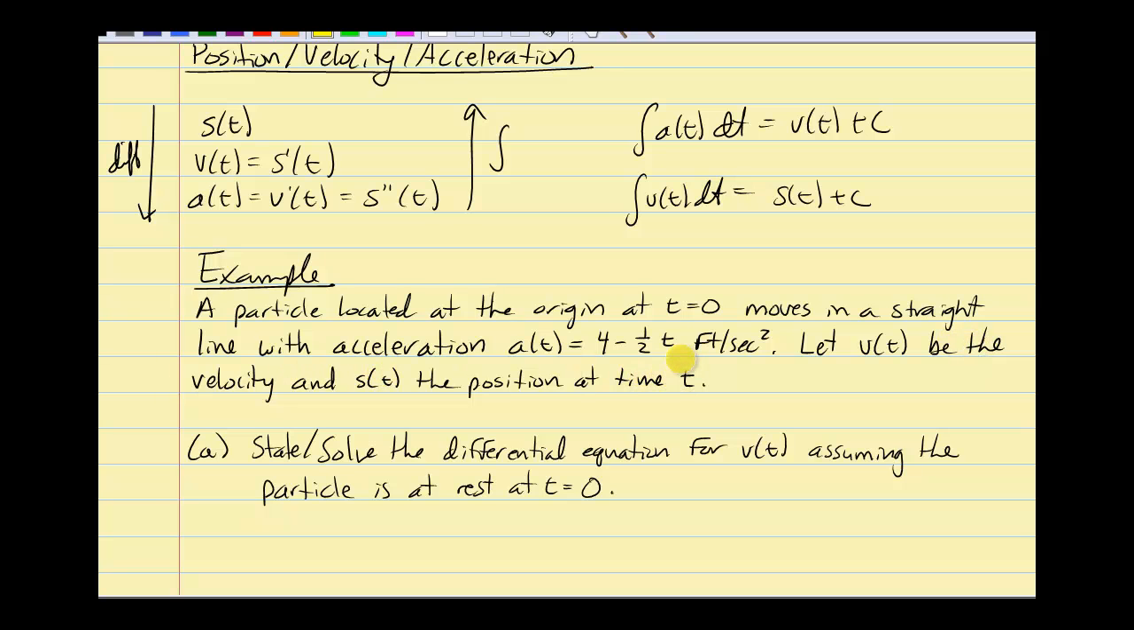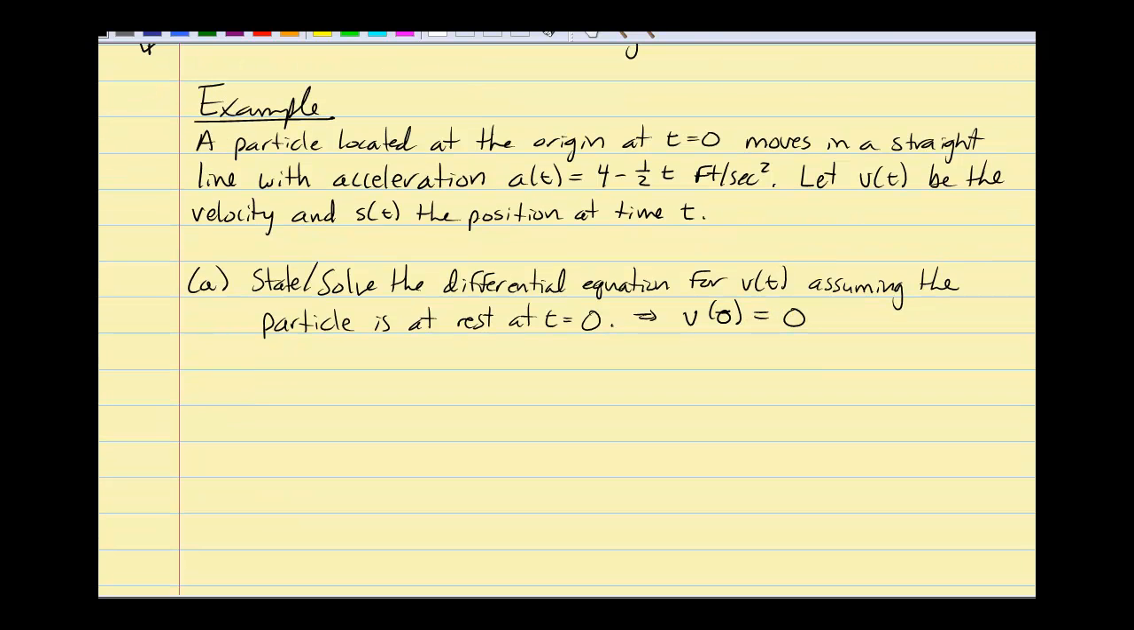What we want to do is first of all state and solve the differential equation for velocity, assuming the particle is at rest at t equals 0, meaning it's not having a running start, it's starting at rest. Well, this initial condition basically implies that the velocity at 0 then is 0. So the velocity at time 0 is 0. So let's go ahead and start by stating and then solving the differential equation.